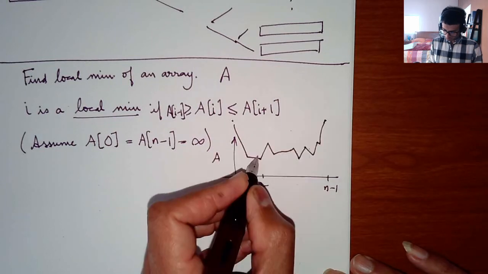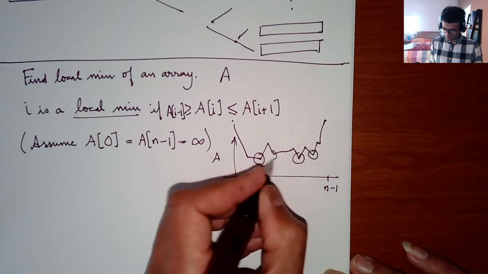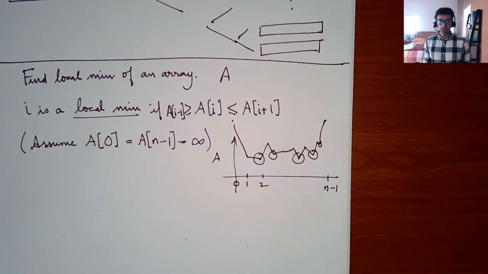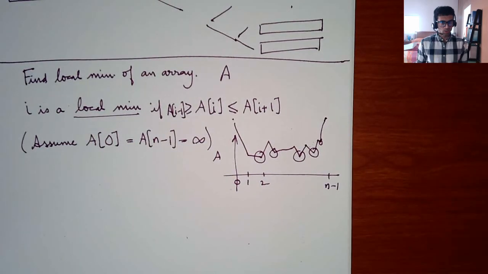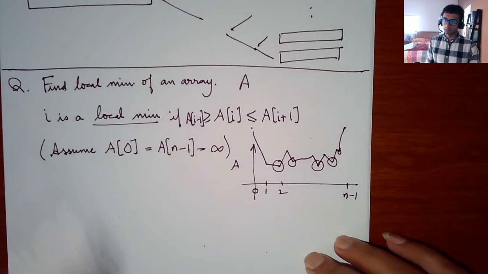So that's a local minimum, that's a local minimum, that's a local minimum. A local minimum is simply a value which is less than or equal to its neighbors. Because I set a of 0 and a of n minus 1 to infinity, I'm guaranteed that there will be a local minimum. And so this is the problem: find a local minimum in an array.